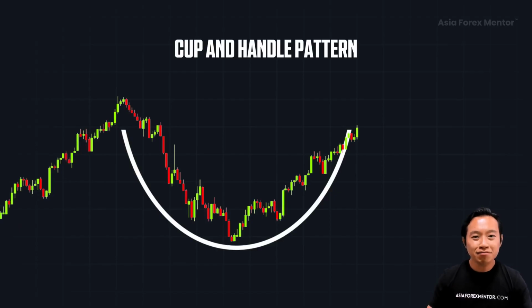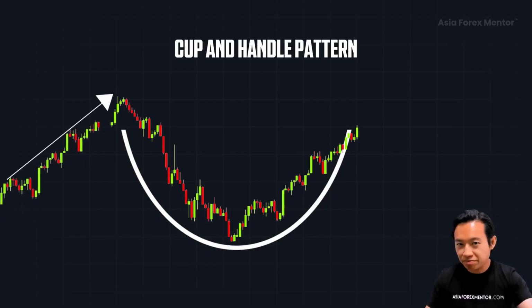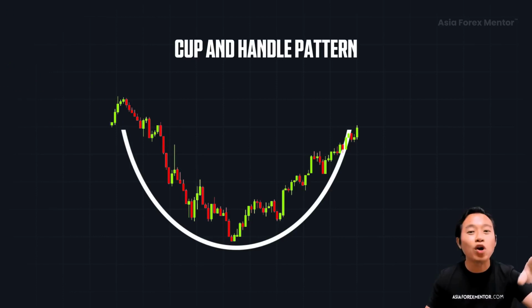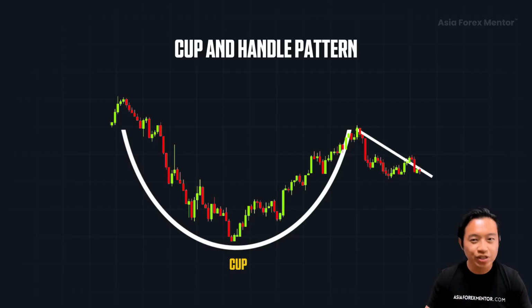So the pattern is in an uptrend. Whether it's an uptrend or downtrend, it first forms a U shape, or what we call the cup, which is followed by a consolidation, which is what we call the handle. Here's how it looks.